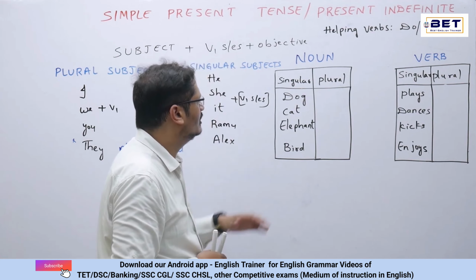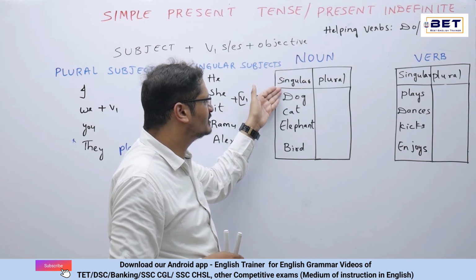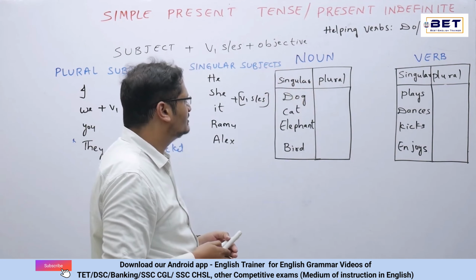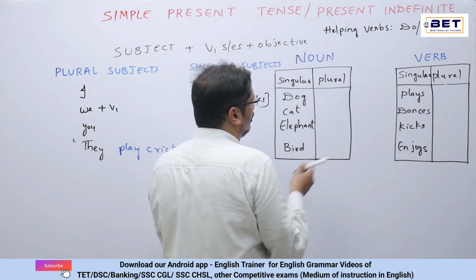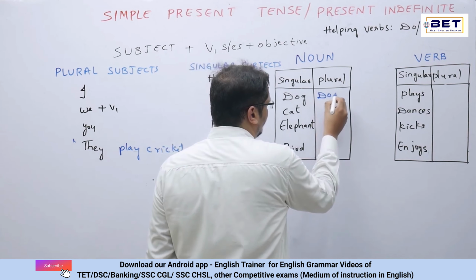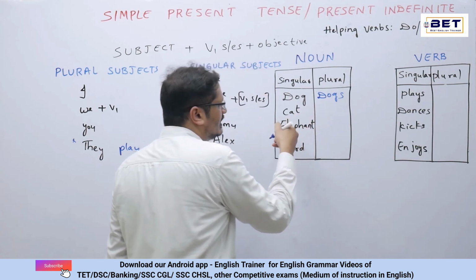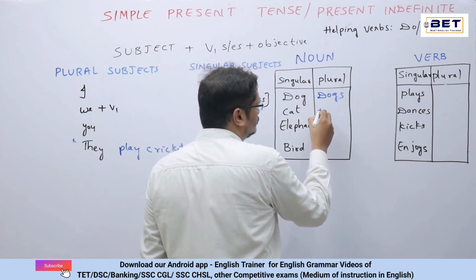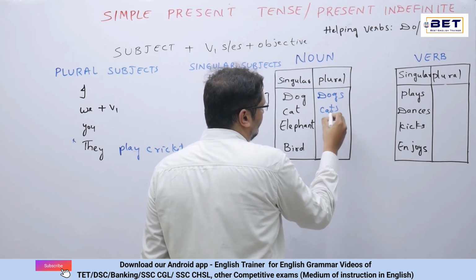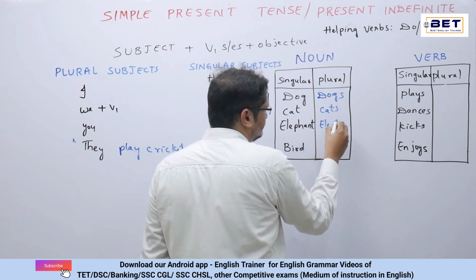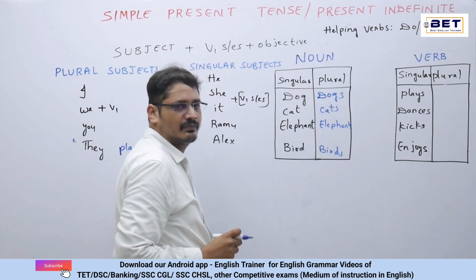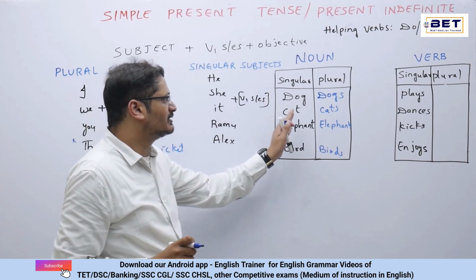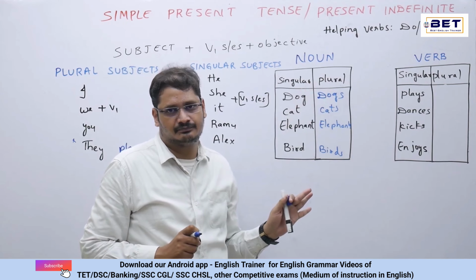Now just look over here. We have the noun singular on one side and the plural on the other side. Dog is singular over here. Now how should we write plural for dog? It's altogether dogs. Next we have cat as singular. Now how should we write it as plural? That's altogether cats. Elephant, elephants. Bird, birds. This is the noun: singular without S, plural with S.